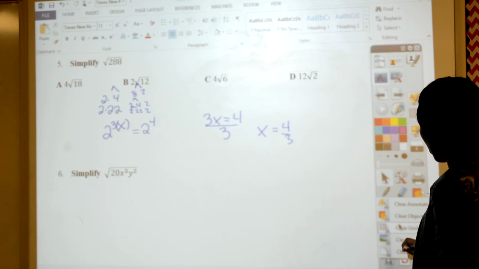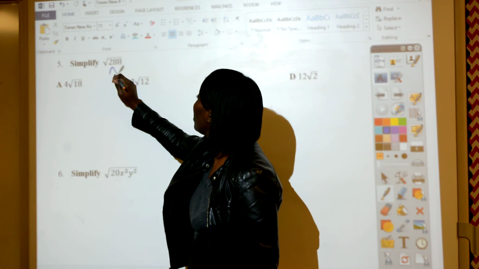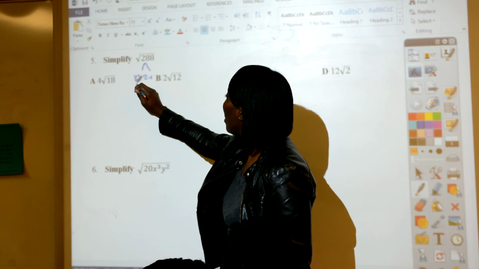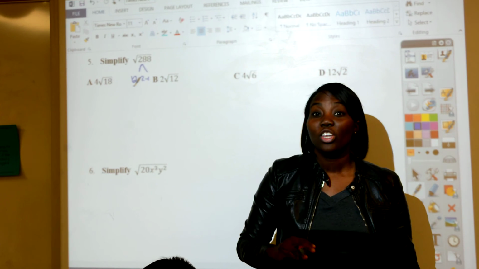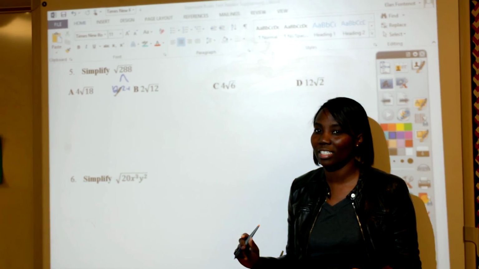Simplifying the square root of 288, and how can we break down 288? 12 times 24. Then we can break, I'm going to do something different. You can keep going down to prime numbers if you want to, but how can we make this easy?